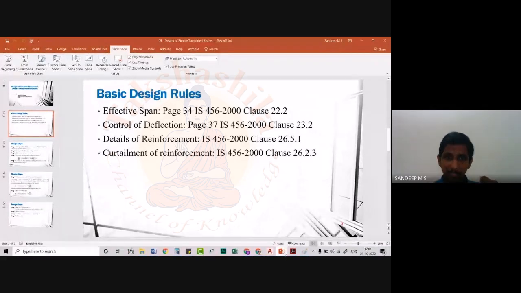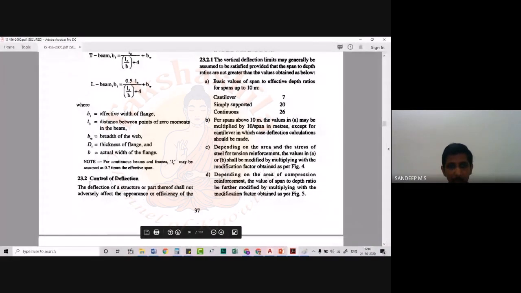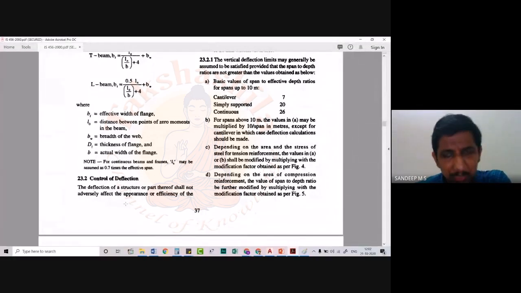No. Okay, so let's move on to the second thing. The second point I have mentioned here is that for control of deflection, you have to refer to clause number 23.2 on page number 37 in IS 456. Okay, let's see what we have there. So here you have a clause mentioning control of deflection. Why should we care about this?